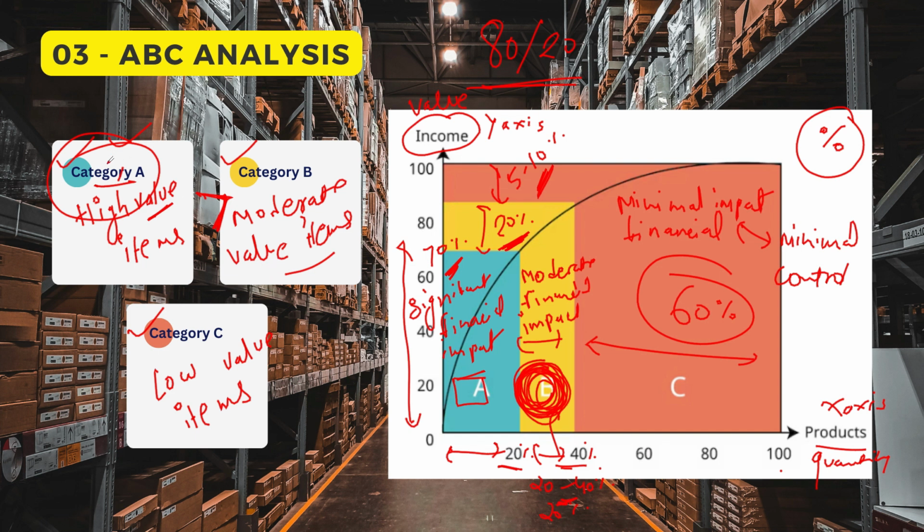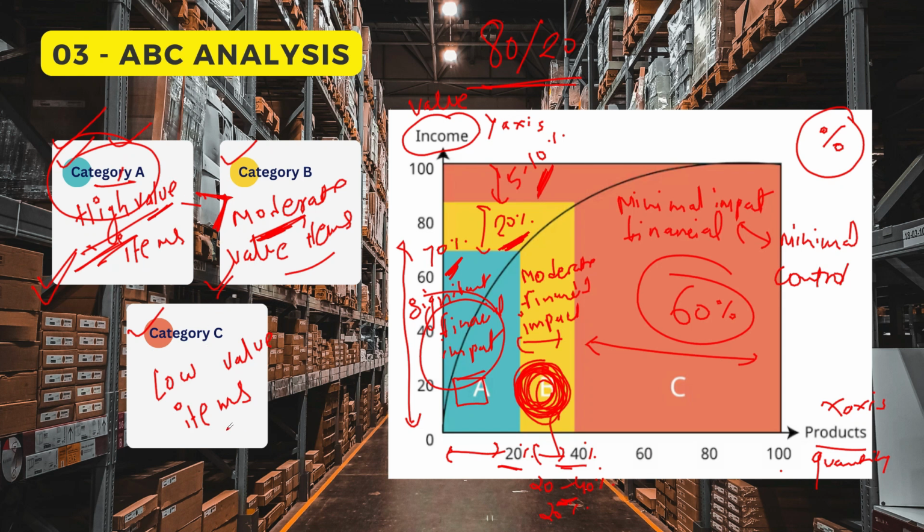So the bottom line is category A items are high value items because they have high financial impact. That's why their control should be the topmost priority. Category B has a little bit less value as compared to category A. Not a little bit, very less value as compared to A, but they are moderate value items. So a little bit of control would be required, but not as stringent as category A.